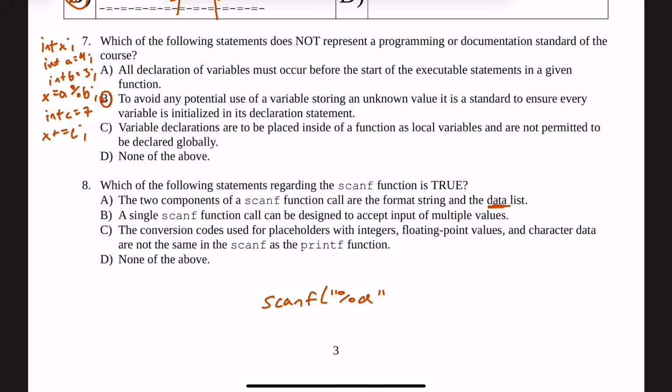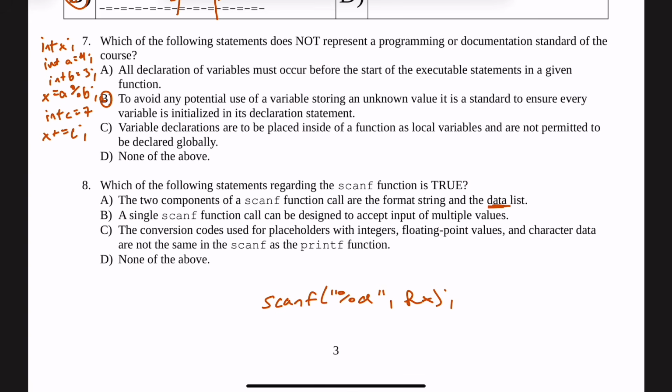So if we want to scan in an integer, here we have the format string and then the address list. This is not a data list. So the data list is part of the printf call. Printf, you have the format string and the data list. Scanf, you have the format string and the address list.